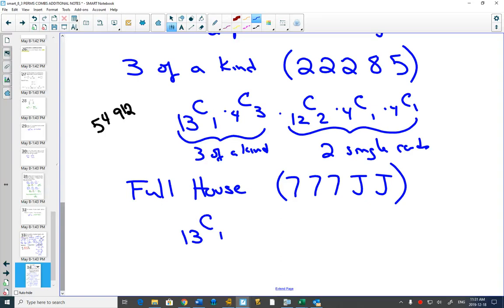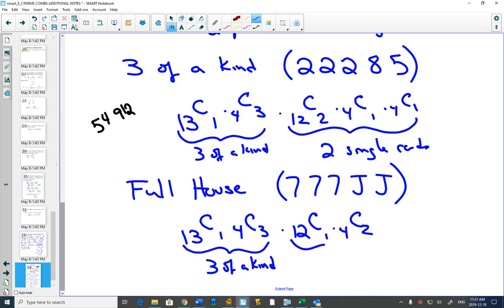13 choose 1, pick our 3 of a kind, 4 choose 3. And then there's 12 cards left. You choose one of them for your pair. And that would count how many full houses there are.